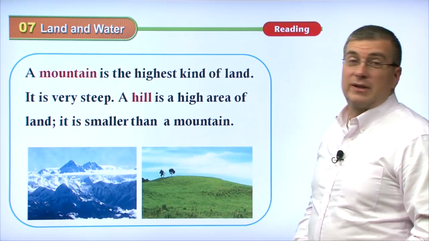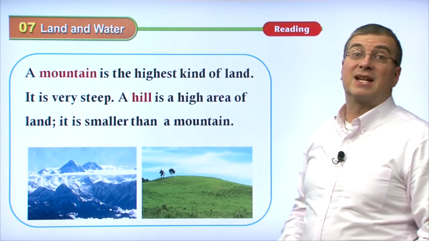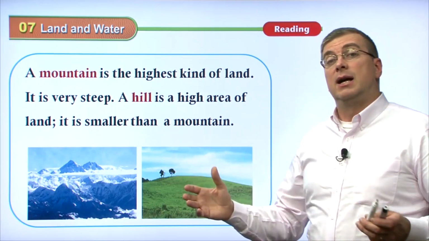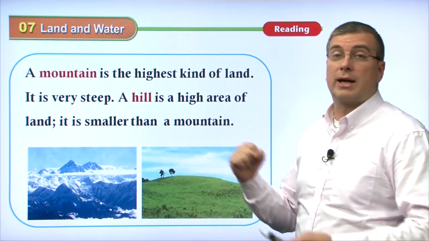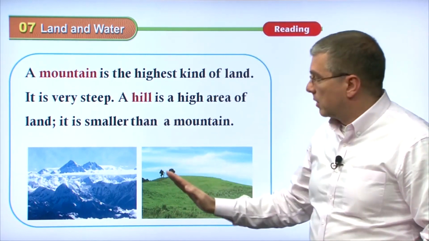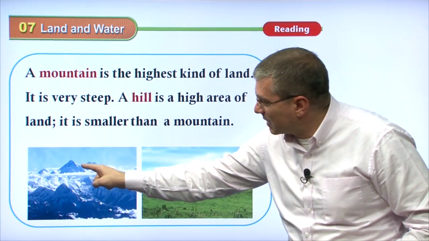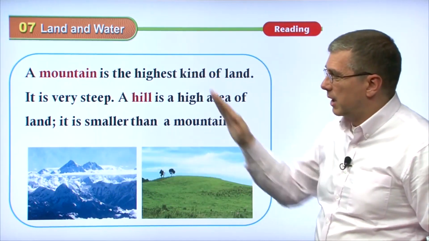A mountain is the next type of land that we're going to talk about. A mountain is the highest kind of land. It's the highest part of the land that you can get to by climbing or walking, or climbing usually. It is very steep. Remember, you can see the sides of the mountain. They're very steep. They go up very sharply, okay?